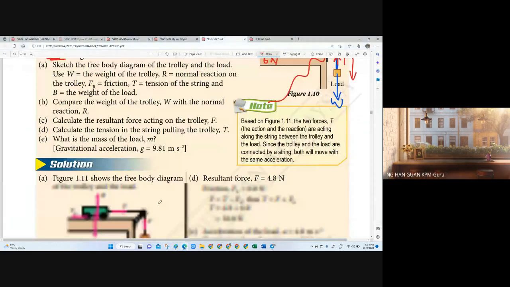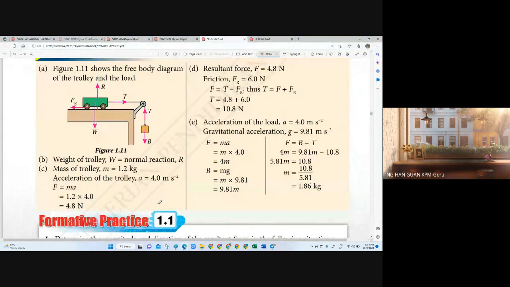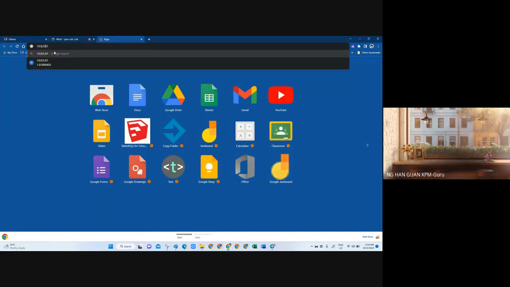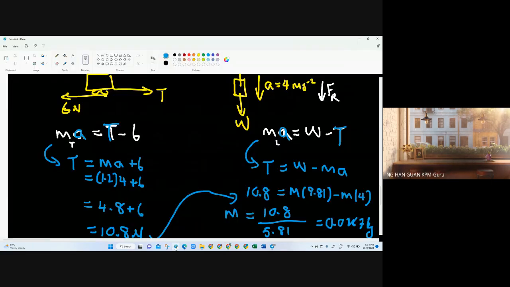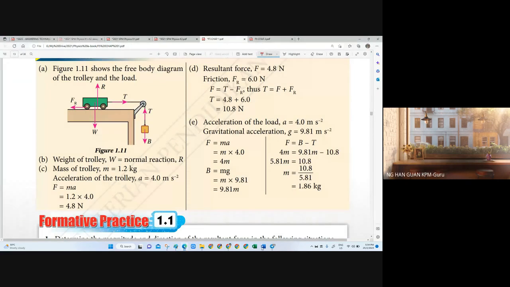10.8 divided by 5.81, sorry, what I was doing just now. Okay, so it's 1.86. Sorry, I got that wrong. 1.86 kilogram. So 1.86 kilogram is the mass of the root, and the tension is 10.8 newtons.